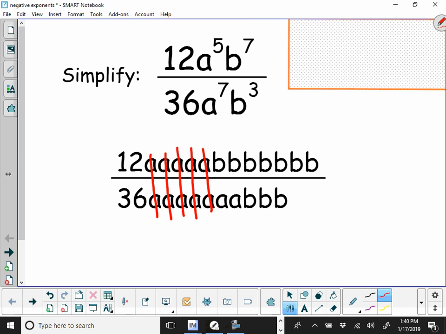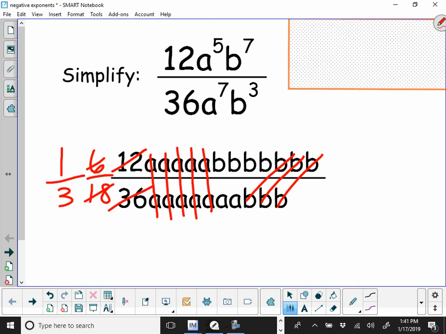Well, I'm out of A's, so I can't cross any more A's out. But I can cross out some. Let's go this way. Well, I'm out of B's on the bottom. Now, what about 12 and 36? What can I do with those two numbers? I can start by dividing them by 2, which gets me down to 6 and 18. I could have divided by 12 to begin with, and what would that give me? 1 and 3.